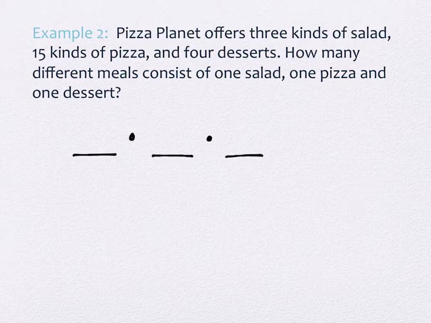We're filling in the blank with numbers. These are our 3 blanks. The first blank represents, what did it list first? Salad. How many different salad options do I have? I have 3 to choose from. The second blank represents pizza. So how many pizza options do I have to choose from? 15. And then the last blank represents desserts. And how many desserts do I have to choose from? 4. Okay, so this isn't a factorial.